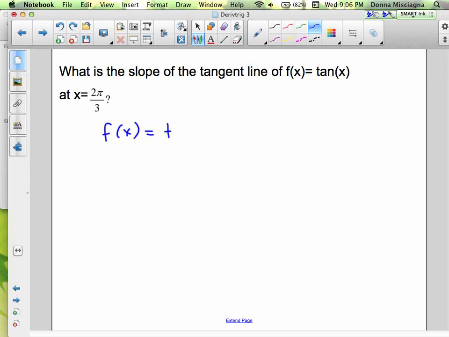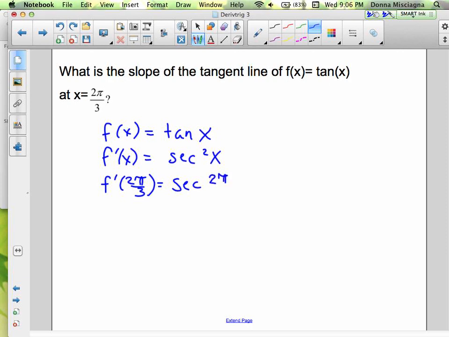There we go. f of x equals tangent x, and then the derivative f prime of x would be secant squared x. So now we just need to evaluate to find the slope of the tangent line. Evaluate at 2 pi thirds. A way you can think of this is it's secant of 2 pi thirds, and then the whole thing squared. So let's plug in.